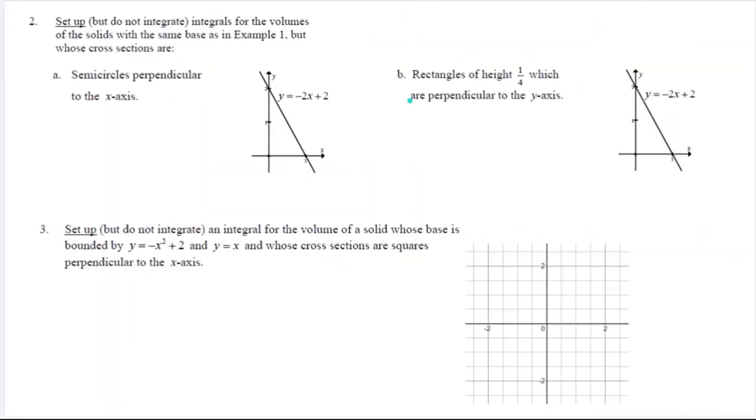All right, let's take a look at another one. This is going to end up being the same shape. We're not going to actually integrate this. The integration part is something that hopefully you're very familiar with at this point. All we're going to do is the setup. So the first one here, we're going to set up, not integrate, same base as example 1. So we've got our y is equal to negative 2x plus 2. Our base is our x-axis, our height is our y-axis. So we're looking to find semicircles perpendicular to the x-axis.